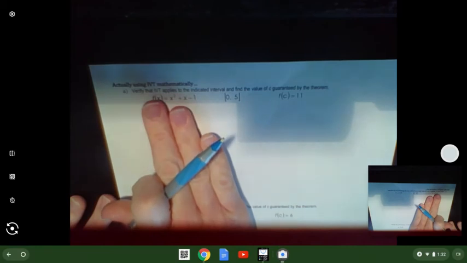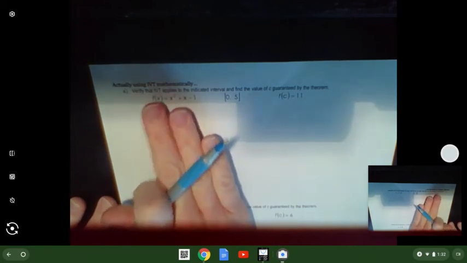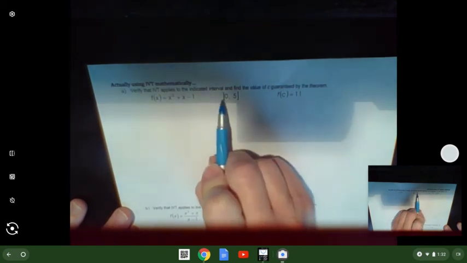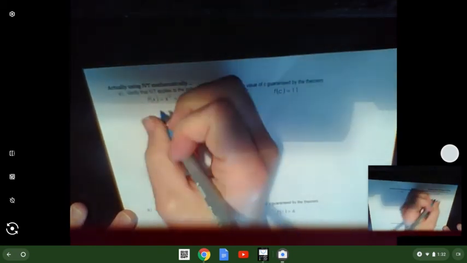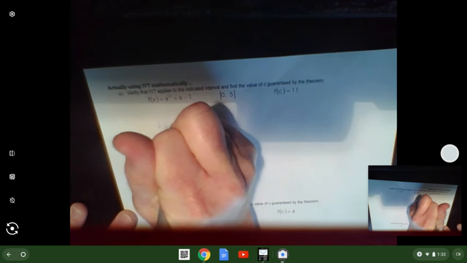So we're going to do two quick problems here, and then I'm going to let you be done with any new notes. So here we go. Verify that the Intermediate Value Theorem applies to the indicated interval. First and foremost, in order for IVT to apply, you have to guarantee that you are continuous on the interval. And I can say that f of x is continuous.